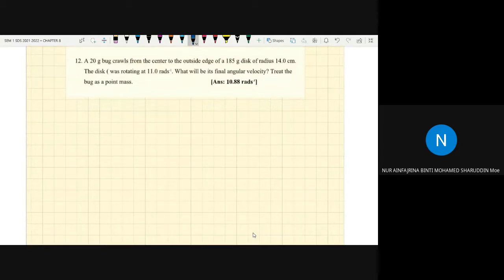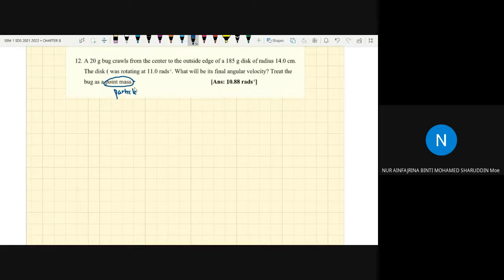Okay, now a 20-gram bug crawls from the center to the outside edge of a 185-gram disc of radius 14 centimeter. The disc was rotating at 11 radian per second. What will its final angular velocity be? Treat the bug as a point mass. Okay, point mass, or if it says particle, it is the same.